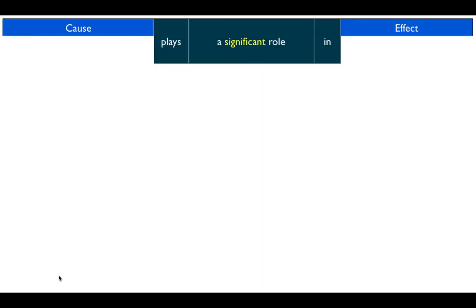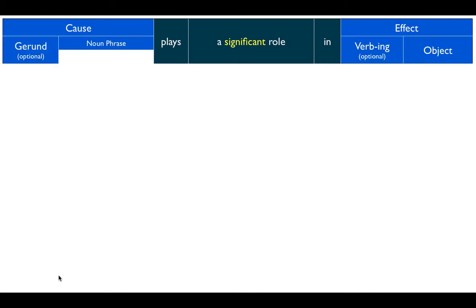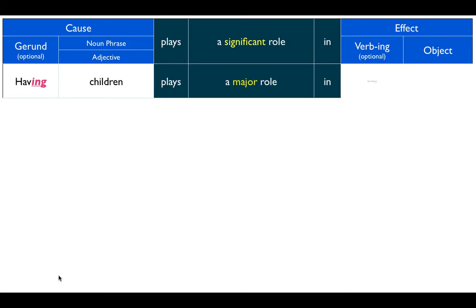Now, a similar one to that is play a significant role in. Okay, now it could be play or plays. And then we say having children plays a major role in bonding a couple. Now, as you can see, it's always, with this word role, the verb will always be play or plays. Okay, and the preposition is again in. Okay, and if you use a verb, it's verb ing. So similar to the last one, but the verb has changed. It is not is a major role. That is a mistake. It must be play a major role.